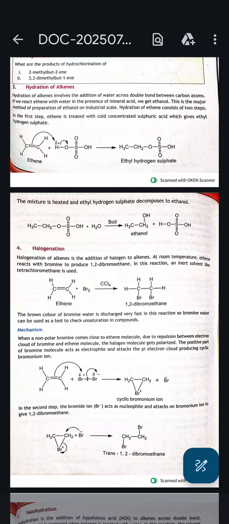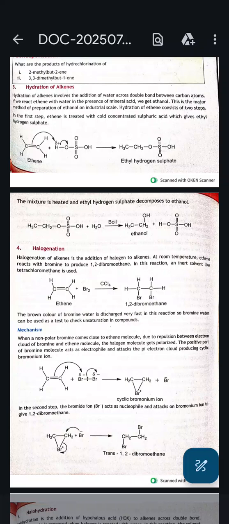Today we are going to start hydration of alkenes. Hydration of alkenes involves the addition of water across the double bond between carbon atoms. If we react ethene with water in the presence of mineral acid, we get ethanol. This is a major method of preparation of ethanol on an industrial scale.